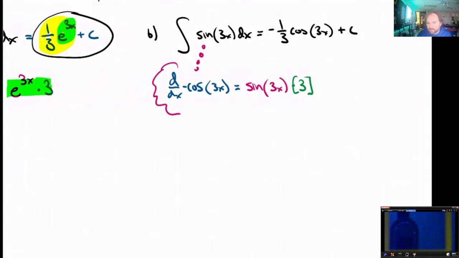We're thinking backwards about integrals here. We're thinking about what function has a derivative of sine of 3x. We have a more formal process for this later. These answers are pretty easy, but we'll formalize that process when we look at U substitution after spring break.